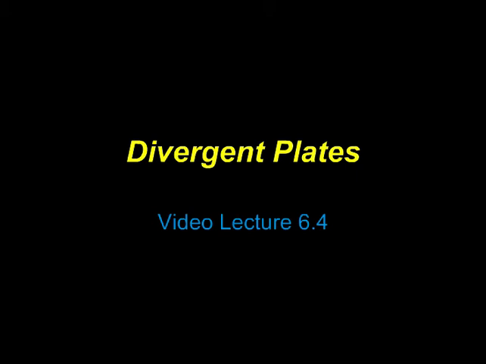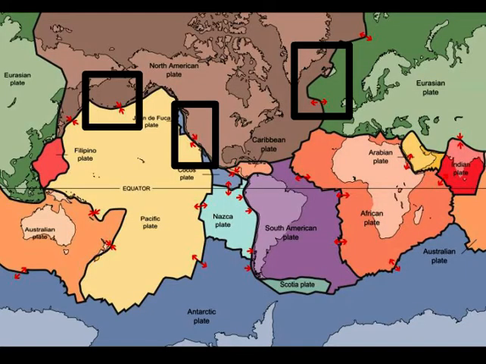There are three different types of plate movements that we'll discuss, the first being divergent plates here in 6.4. Each of the three types of plate movements are illustrated in one of these boxes here. The one over here on the right would be showcasing divergent plates, where we have arrows that are going in opposite directions, or in other words, separation occurring.